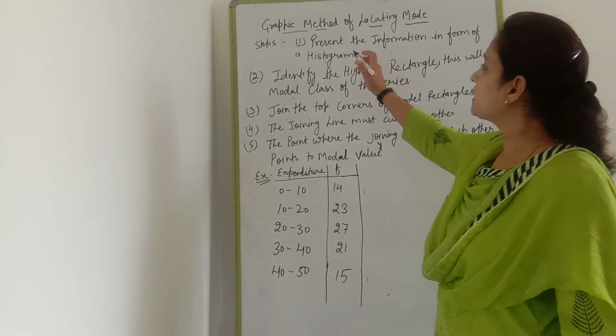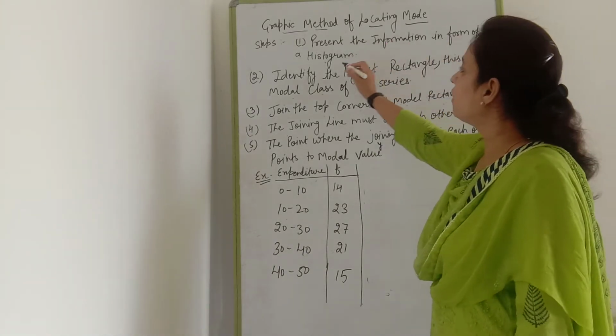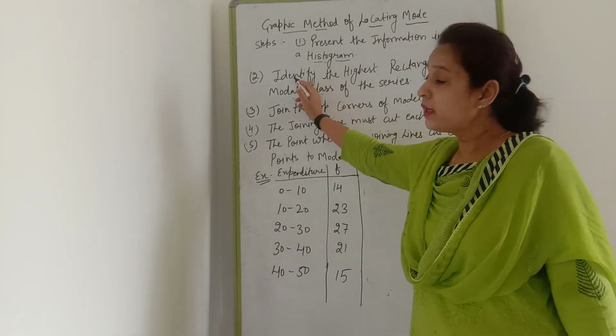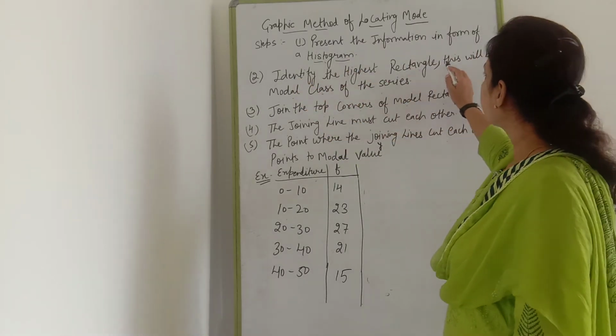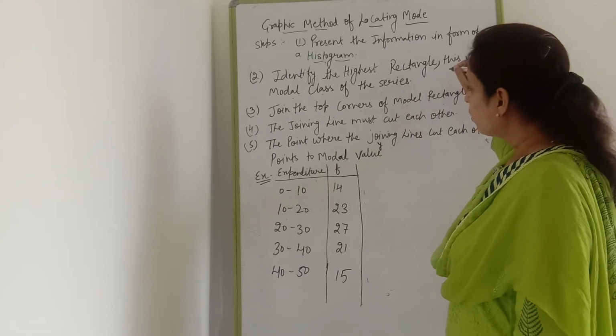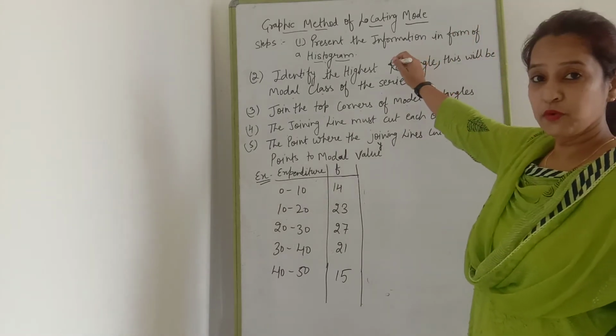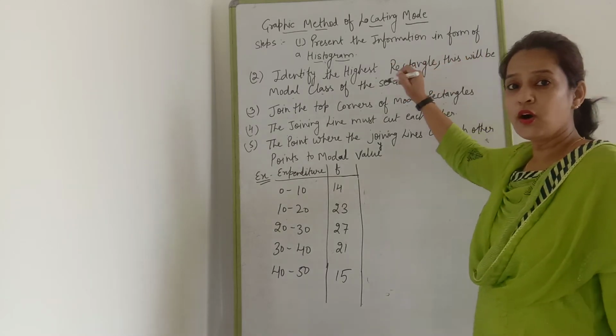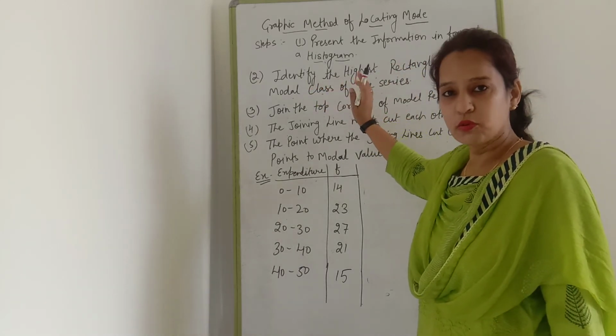First step, present the following information in the form of a histogram. Clear? Now identify the highest rectangle. Whatever the highest rectangle, you have to find it out. This will be your modal class group.